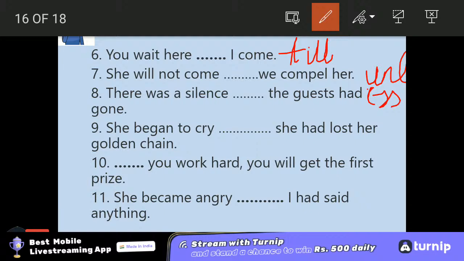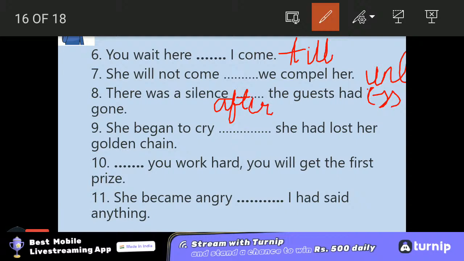The next one. There was a silence dash the guest had gone. Now ये रीजन है, ये सिचुएशन है कि there was a silence, the guest had gone. इस वजह से साइलेंस थी या उसके बाद साइलेंस. So think about it. It's talking about time. Yes, there was a silence after the guests had gone.